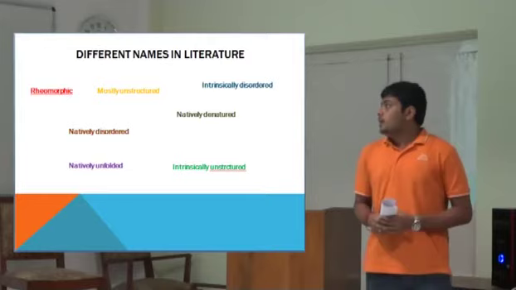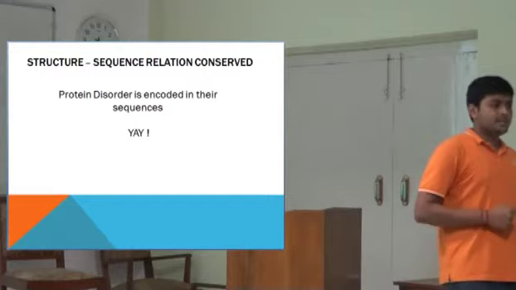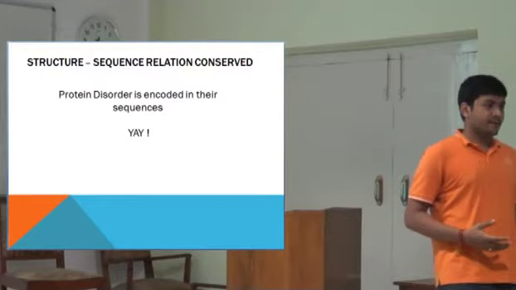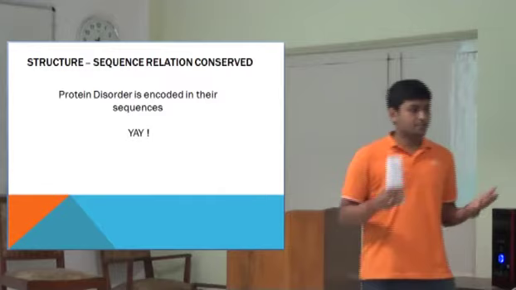In structured regions, there is a structure-sequence relationship, where the protein structure can be deciphered from the sequence of the particular protein. Even for disordered proteins, we can find whether the protein is disordered or ordered from the protein sequence alone. This is very important because many classifiers were further made so that protein sequences can be classified as ordered or disordered proteins.